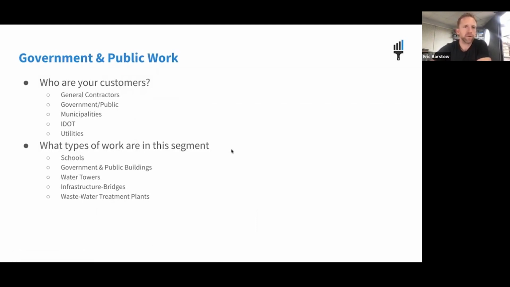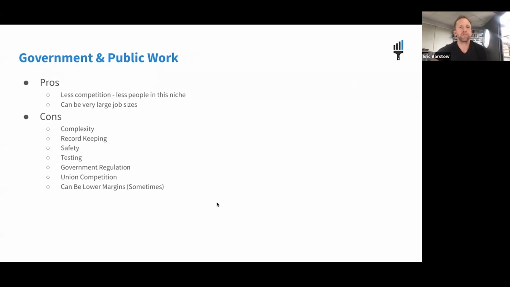Government and public work is the last one. So in this sector, your customers are general contractors who are hired by government or public work, or working directly for government or public, working for municipalities, IDOT, utilities. Types of work in this segment are schools, government and public buildings, water towers, infrastructure, wastewater treatment plants, just to name a few. Pros: less competition, fewer people in this niche because of the cons. It is challenging and an entirely different business getting into government and public work. You can have some huge job sizes.